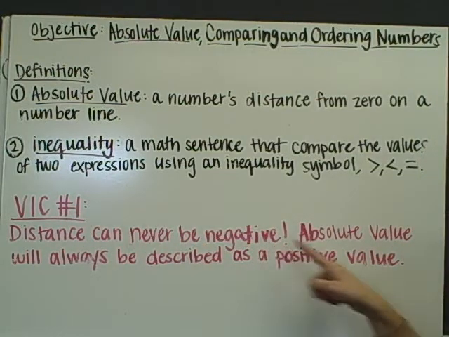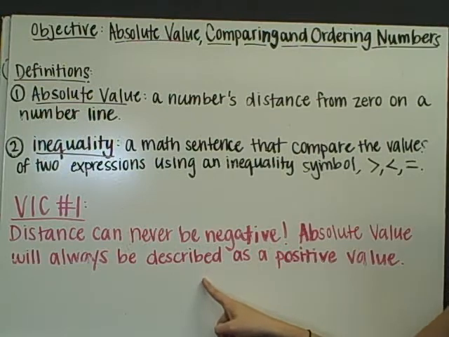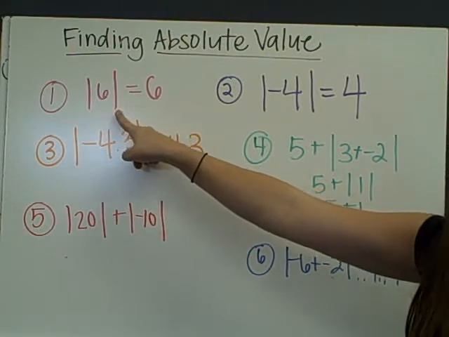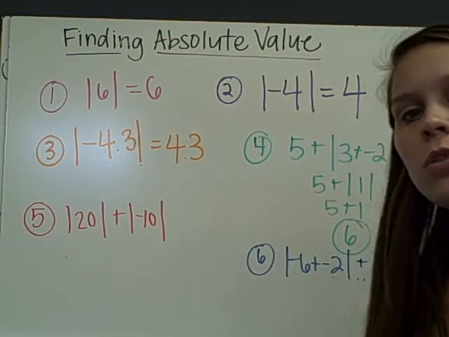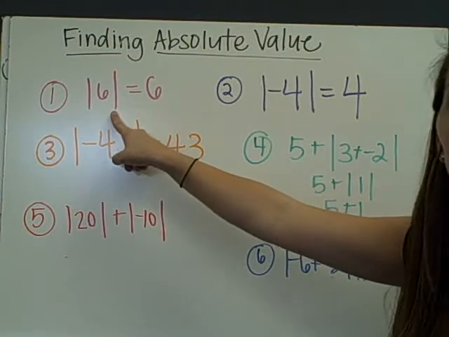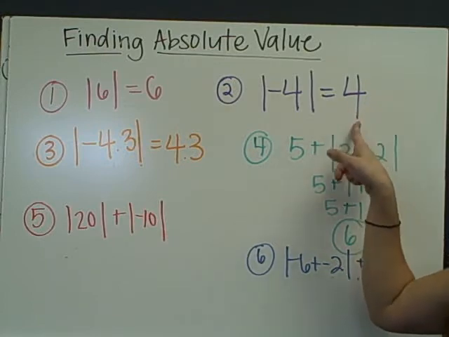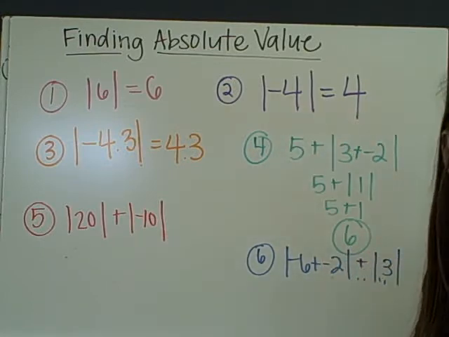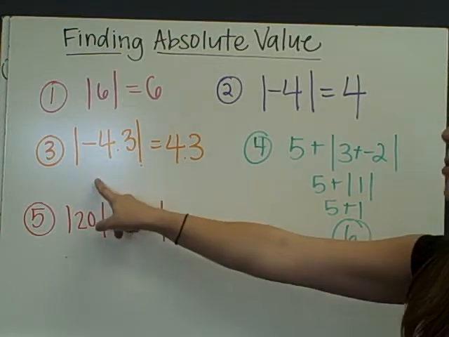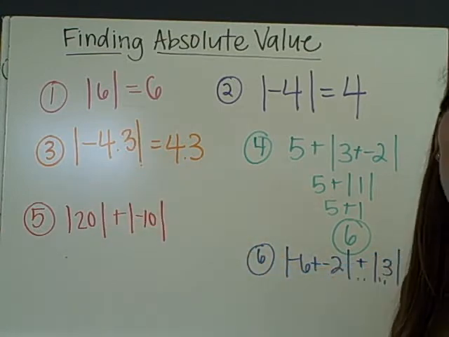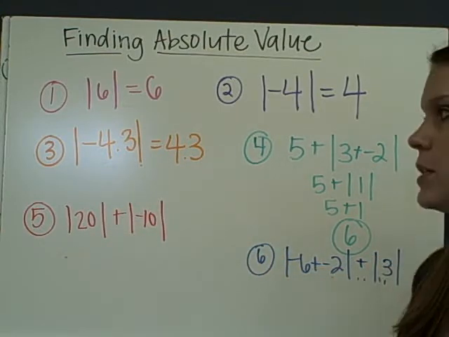Distance can never be negative. Absolute value will always be described as a positive value. The absolute value of 6: 6 is 6 units away from 0. Therefore, the absolute value of 6 is 6. The absolute value of negative 4 is 4 because negative 4 is 4 units away from 0. The absolute value of negative 4 3/10 is 4 3/10 because negative 4 3/10 is 4 3/10 away from 0.